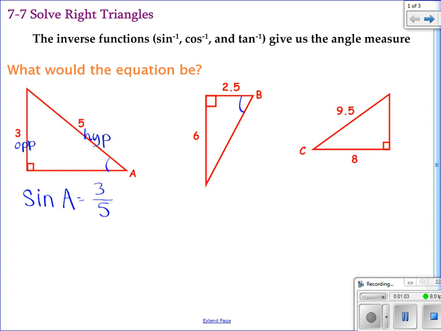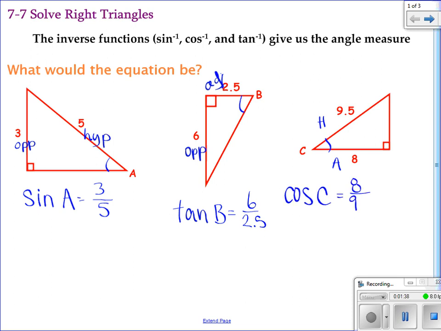We have opposite and adjacent, right? So that one's tan the angle. What order does it go in? Okay. And this one. We have adjacent and hypotenuse, so that one's cosine. Okay, so we have them all set up. Nothing is new so far, right? Okay, this is all stuff we've learned already.